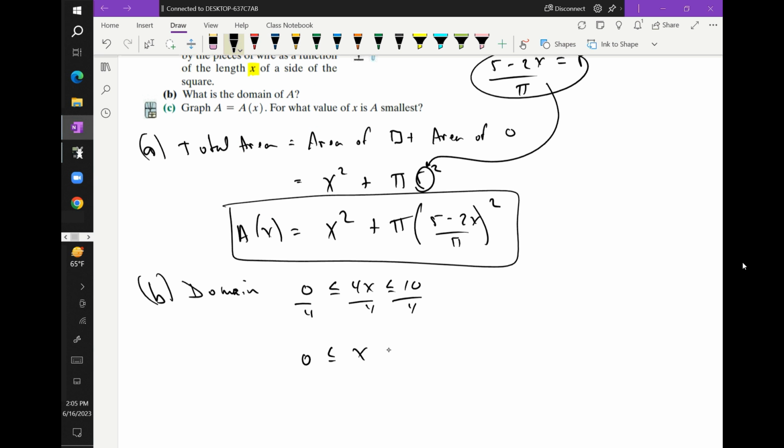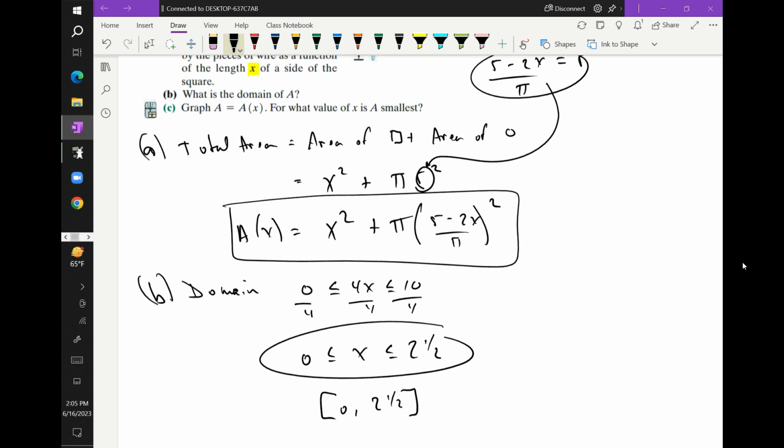So 0 is less than or equal to x, less than or equal to 10 over 4, which is 2.5. So our domain here is going to be between 0 and 2.5. We write it that way, or I could write it in interval notation this way.